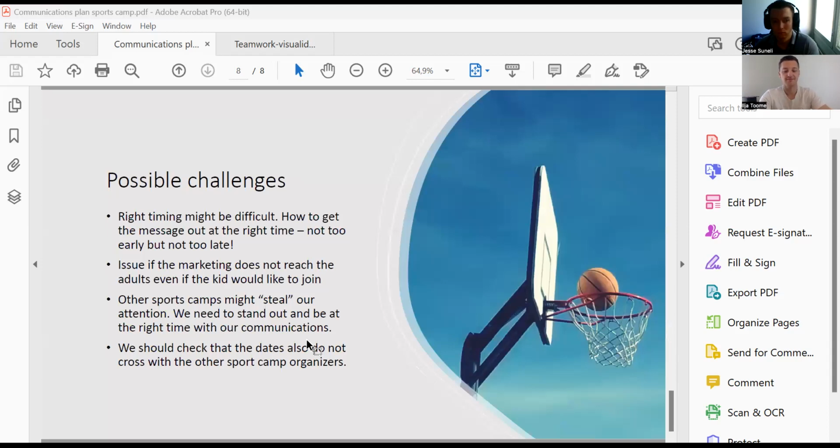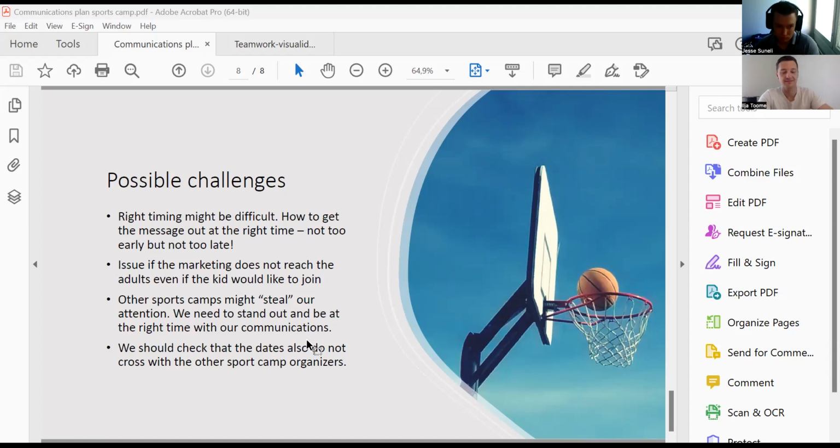And it's not a basketball camp either, even though I have a picture of basketball here. But we were discussing the possible challenges. The right timing is always difficult. We don't want to start too early so that people will forget about it, but we don't want it to be too short notice so that people have other plans. So that's always a very big challenge. Not too early, but not too late.